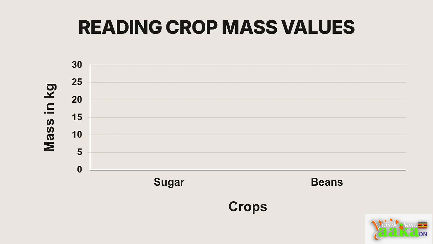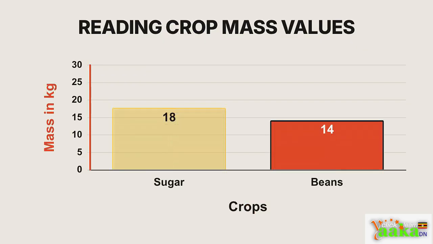To compare different quantities, like the weekly sales at a local duka, we use a bar graph. The horizontal axis along the bottom identifies the categories, like our crops, while the vertical axis going up the side measures the mass in kilograms.